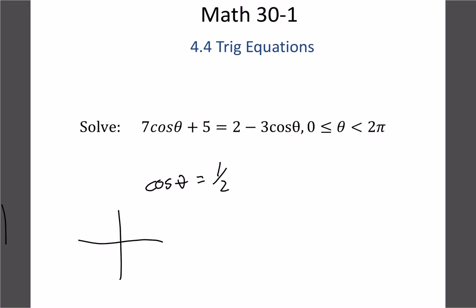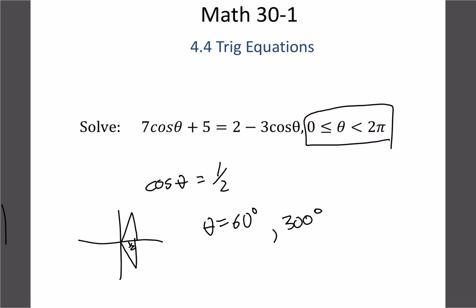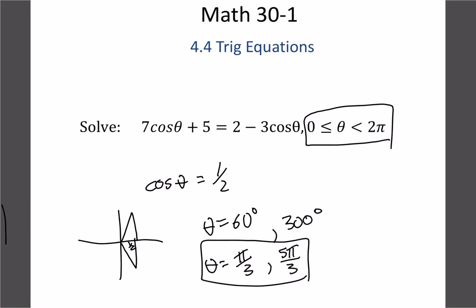In this case, we know that cos theta is 1/2 when we have a 60-degree angle. So it's 60 degrees, and we would use our CAST rule to know that the other one would be at 300 degrees. And in this case, we want it to be in radians, because they're telling us that they want it from 0 to 2 pi. So we would just change those to radians, so pi by 3 and 5 pi by 3. If that was indeed the solution, I have no idea, but we're not going to solve this one.